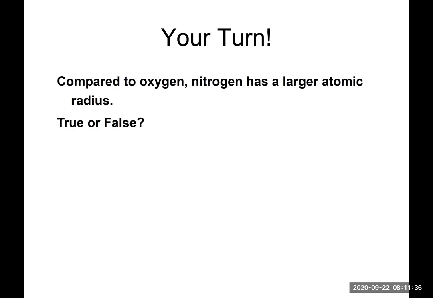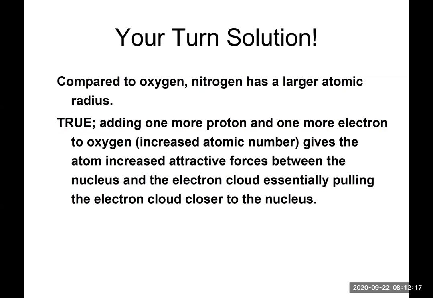So let's look at this one. Compared to oxygen, nitrogen has a larger atomic radius. Is this true or false? And we look at the periodic table and we say nitrogen has atomic number 7. Oxygen has atomic number 8. So therefore, oxygen with 8 protons and 8 electrons, nitrogen with 7 protons and 7 electrons, there's going to be a greater attractive force associated with the oxygen. And it will, of course, be smaller than the nitrogen is. So the statement is true.